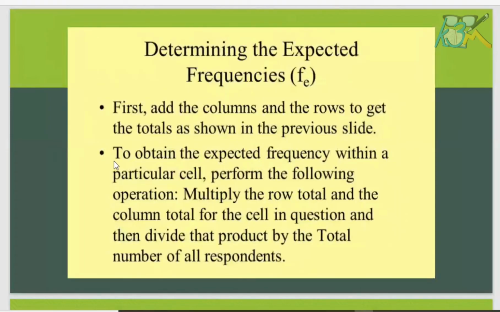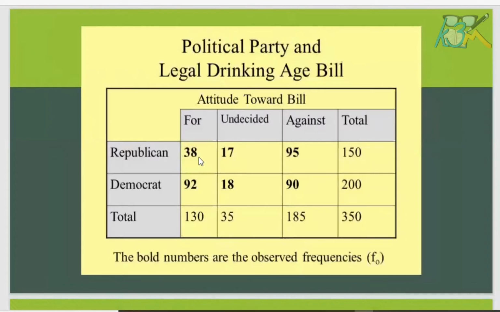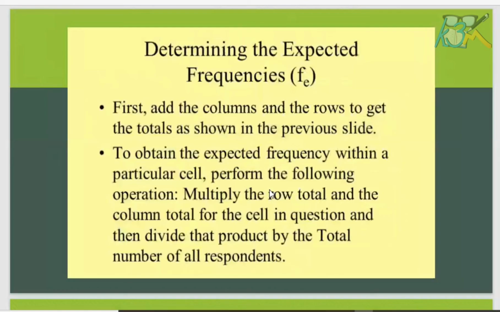So second, to obtain the expected frequency within a particular cell. So within a particular cell, ito yung per box. So per box, meron tayong 1, 2, 3, 4, 5, 6 boxes or 6 cells. Okay? So perform the following operation. Multiply the row total tayo magbase, and the column total for the cell in question, and then divide the product by the total number of respondents.